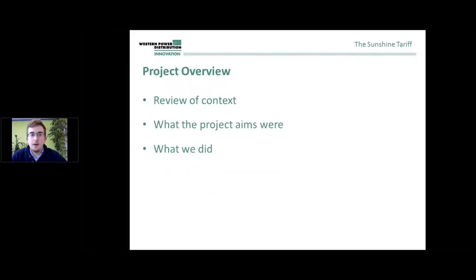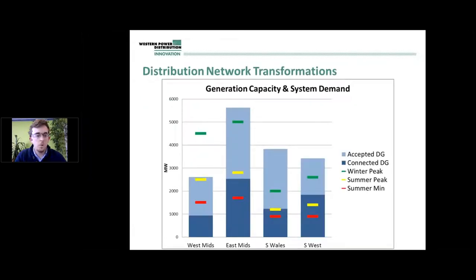So what I'm going to talk about is an overview of the context for the project, so why we did this, have a look at what the project aims were, and then cover what we did. Hopefully I'll do all that in 10 minutes, so it'll be a little bit quick, but should give you a perspective as to what we're trying to achieve.